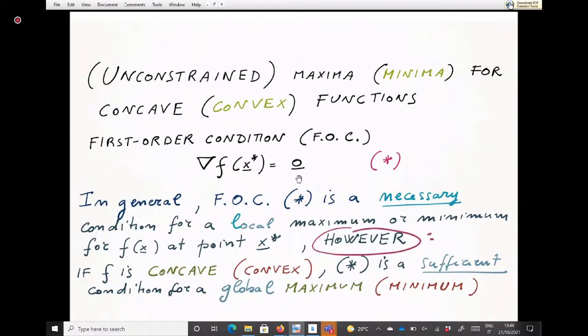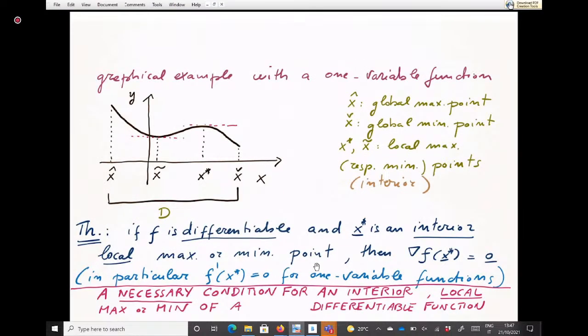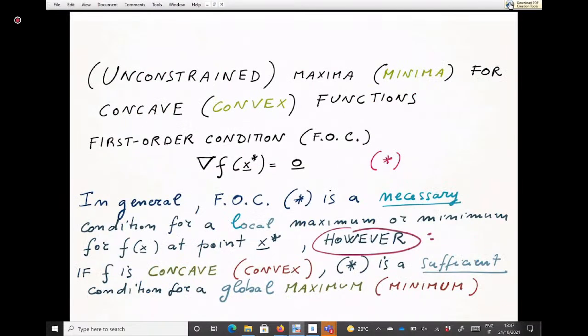But if we add the property that our function is concave, then this condition, gradient equal to 0, is not only necessary for a local maximum, it becomes sufficient for a global maximum, okay? So this is the power of concavity. The same condition, gradient equal to 0, becomes sufficient for a global maximum if we add concavity to the previous theorem in the assumptions. Similarly, if we add the assumption of convexity, if we know that our function is convex, then gradient equal to 0 is a sufficient condition for a global minimum.